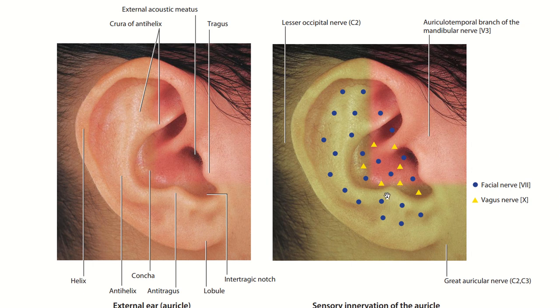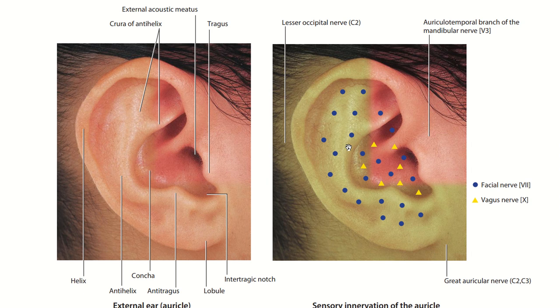You understand? Then another important cutaneous innervation of the external pinna is that you see these blue dots right here. You're actually going to have your facial nerve giving a branch which is called an auricular branch.